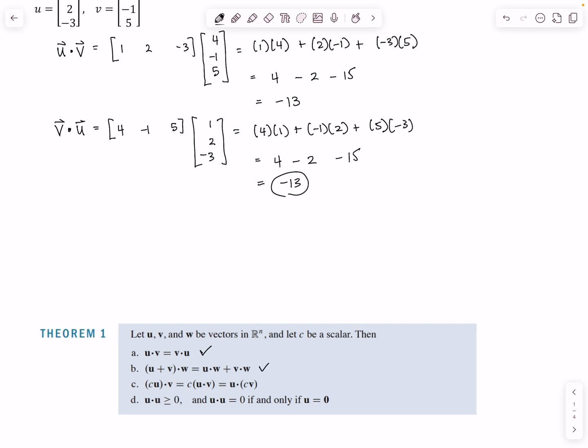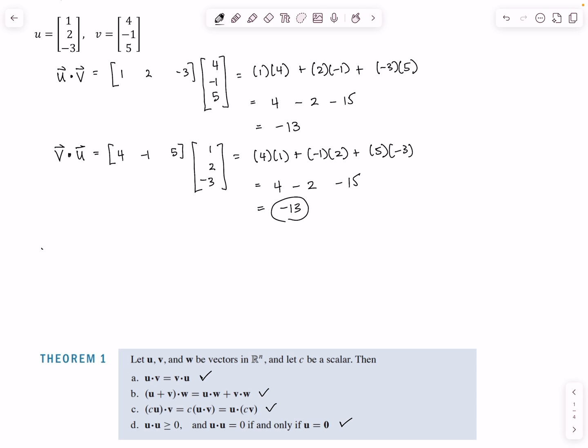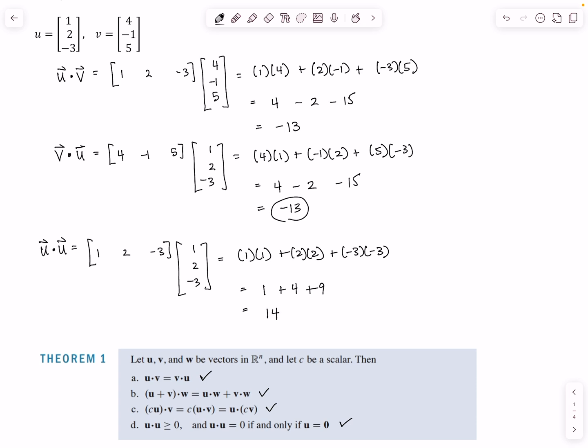The other two properties I will leave up to you to verify, but I'm going to talk about the one at the bottom, if we dot a vector with itself. Let's go back to our U vector and dot U with itself. So 1, 2, -3 dotted with 1, 2, -3. I have 1 times 1 plus 2 times 2 plus -3 times -3, which gives me 1 plus 4 plus 9, which is 14.